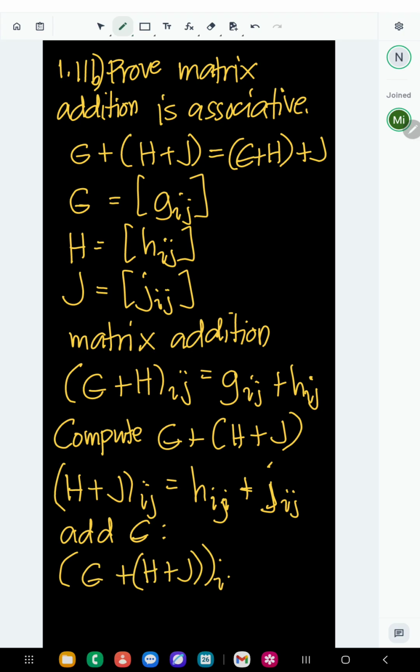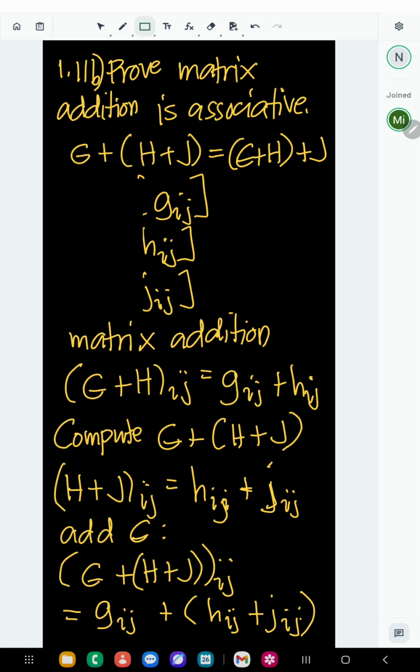I hope this is not confusing for you. It equals G sub ij plus H sub ij plus J sub ij. It's the components, because this is a matrix. All right, good, because it's taking time.